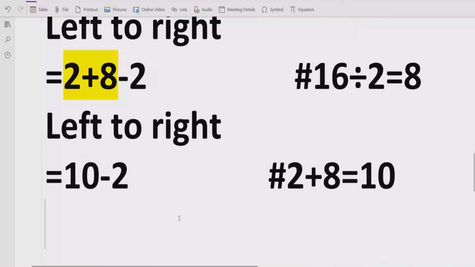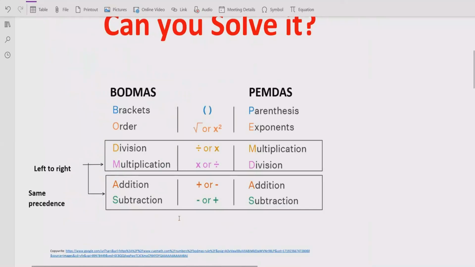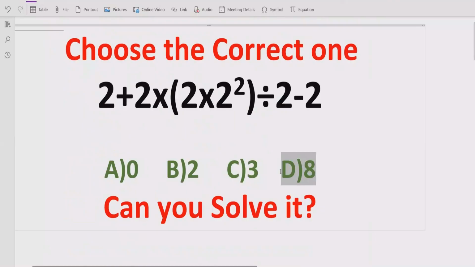Now we have two terms which are subtracting each other, so we will subtract both of them and the answer is 8. So the answer of the given expression is 8. If you see the answer list, answer D is the correct answer of this expression. So I hope you understand how you can solve the given expression using PEMDAS and BODMAS method and find out the correct answer. So that's it for today.